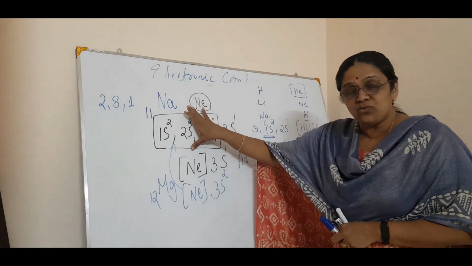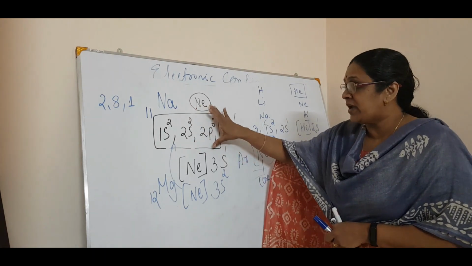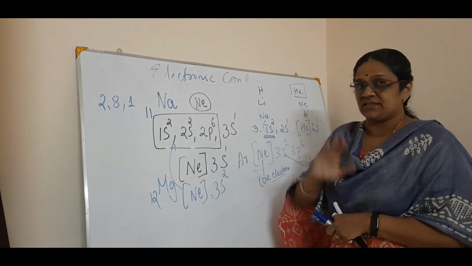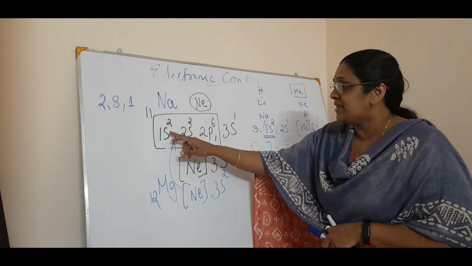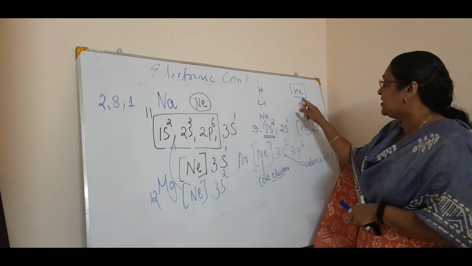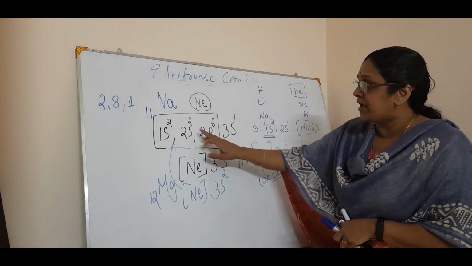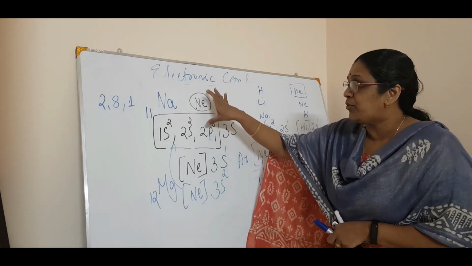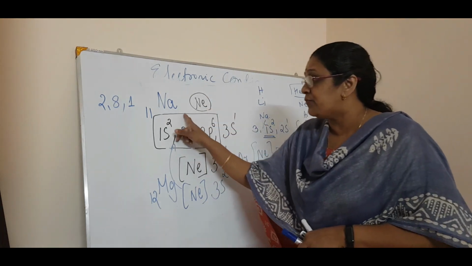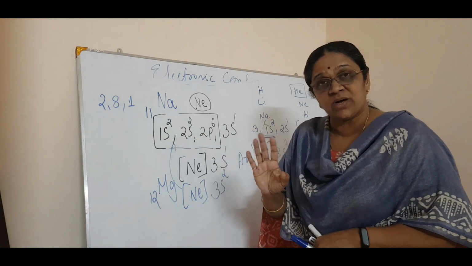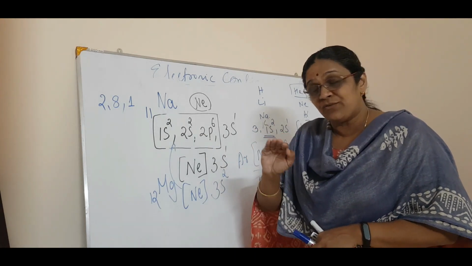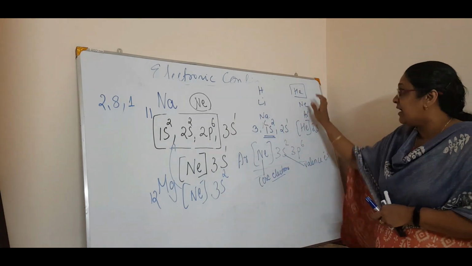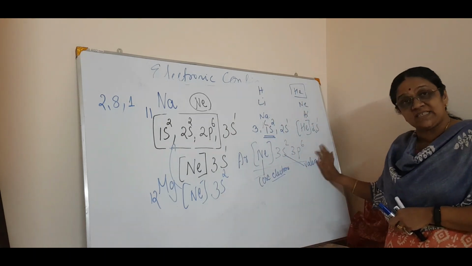You know this, right? How to write this? You can write according to the nearest noble gas element. Now the nearest noble gas here is neon. So you can directly put neon instead of 1s2, 2s2, 2p6. Or if you ask me, teacher, can I write 1s2, 2s2? No, you can't write like that. You have to write only this core with the noble gases like helium, neon, argon, krypton and xenon.